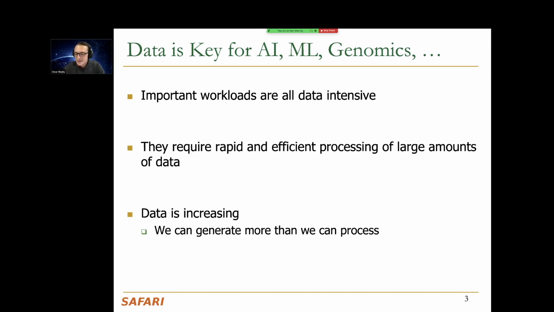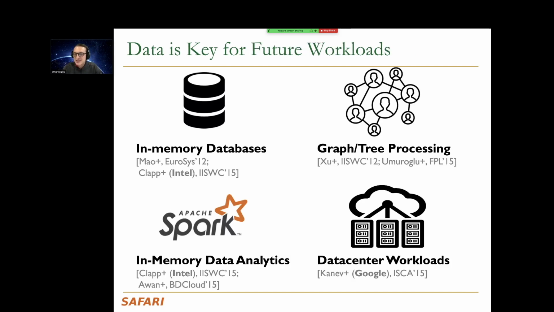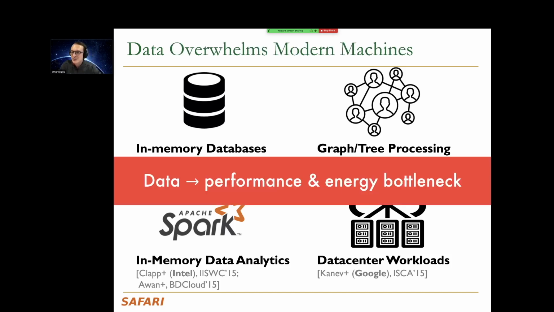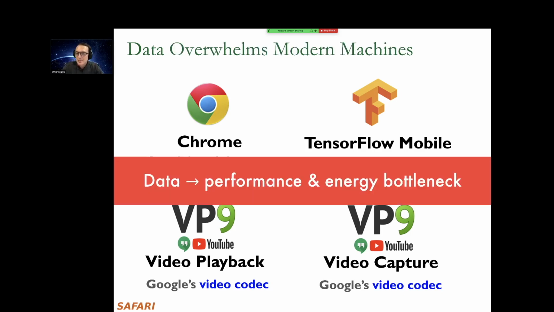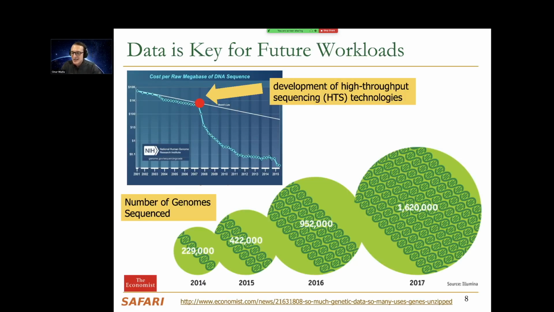Clearly, the rise of artificial intelligence has been enabled in part by that, and in part by the advancement of hardware. And genomics is being much more interesting today with the increasing data. As you can see, there are a bunch of workloads that are quite data intensive. I'm going to talk about some of these during the course of this talk, and data overwhelms the modern machines when you execute these workloads. And if you look at the mobile end, data is also overwhelming the machines that we design on the mobile systems as well.